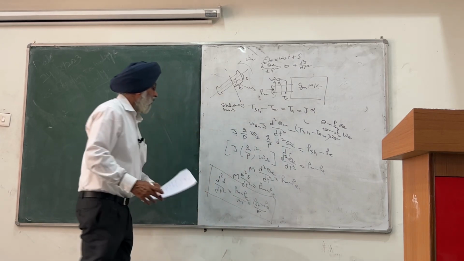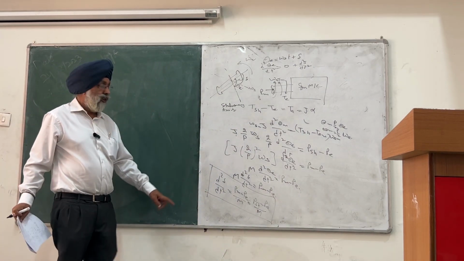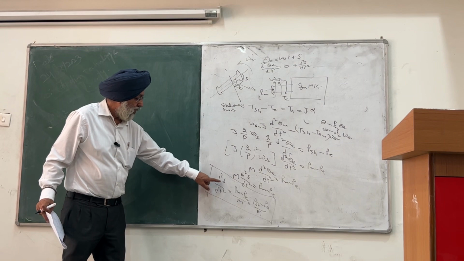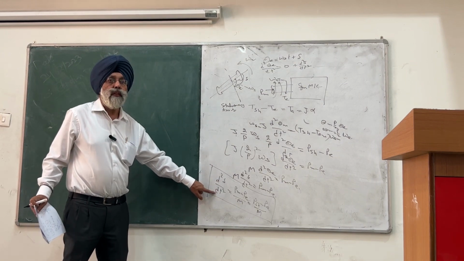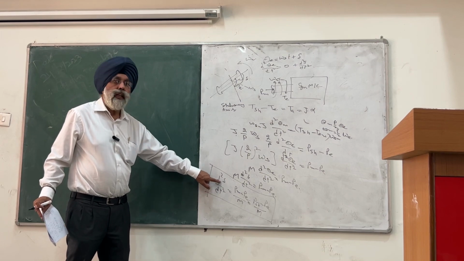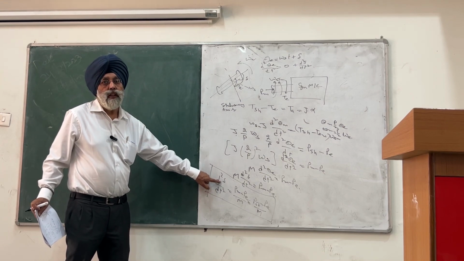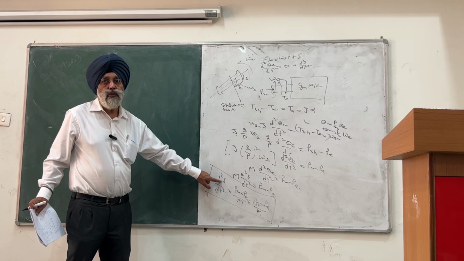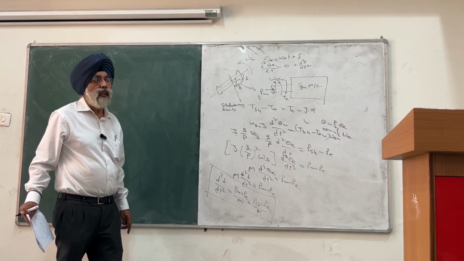This equation gives the change of delta with respect to time t, the acceleration of delta. This equation is known as the swing equation. This is the swing equation.